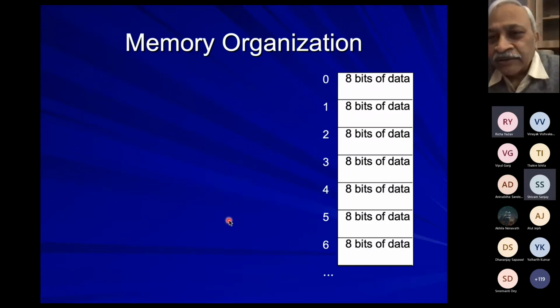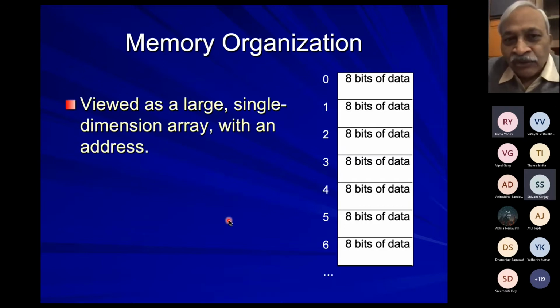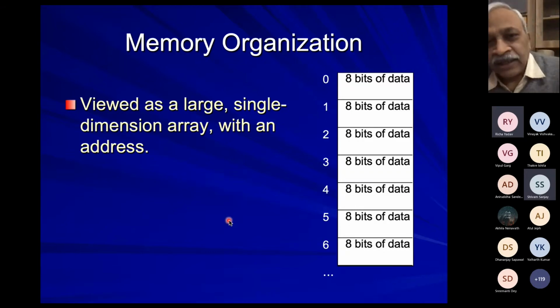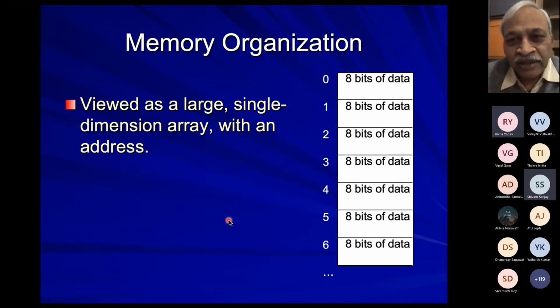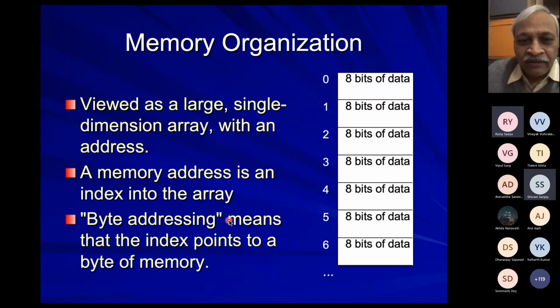So let's look at memory organization. Memory is typically, and also in the case of ARM, organized in terms of groups of 8 bits, which are called bytes. So you could view memory conceptually as a large single dimensional array where each element is a byte and has an address. So a memory address is an index into the array. The reason we are talking of just 8 bits is that you have a finer resolution. You can access 1 byte at a time.